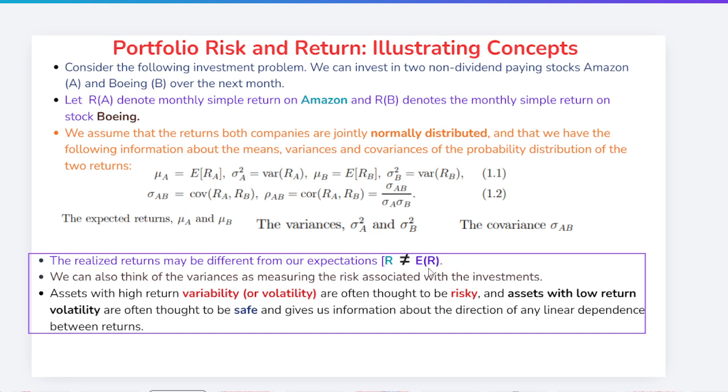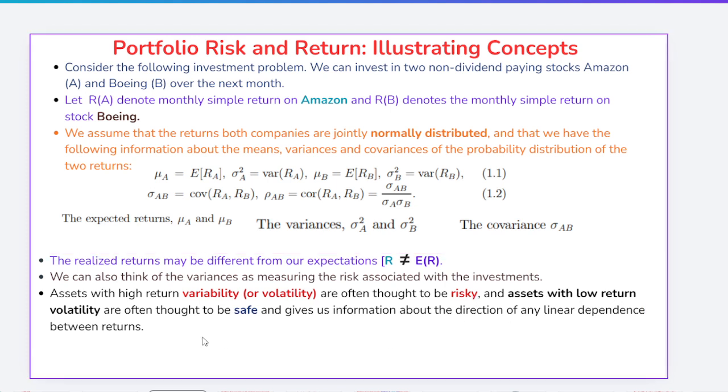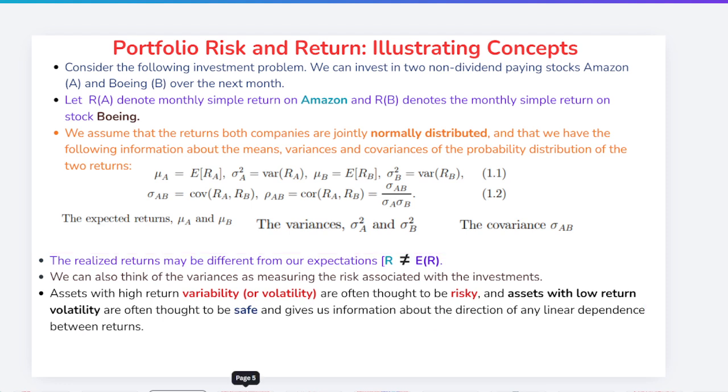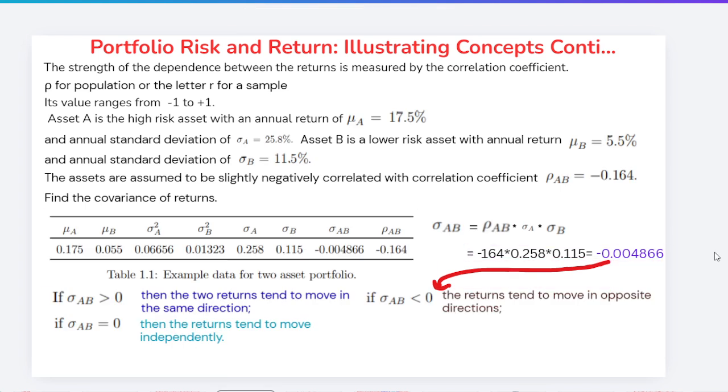That is the reality, and we can think that variance is the measure of the risk associated with the investment, and an asset with high variability or volatility we see as risky, while an asset with low return volatility is often thought to be safe, and it gives us information about the direction of the linear independence between the returns. Okay, now let's talk about the portfolio risks and returns. Simply, the strength of dependence between the returns is measured by the correlation coefficient.